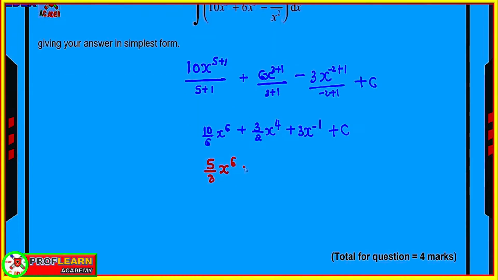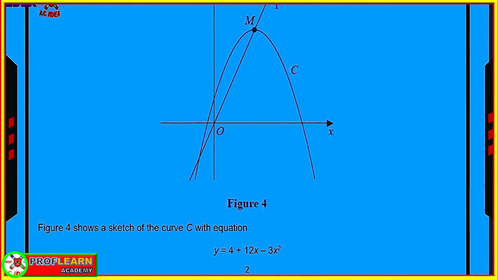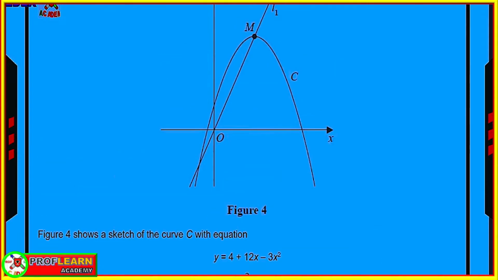The next expression we're going to look at, of course, this one we can simplify it further so that we can go to the next one. We have the figure that shows a sketch of curve C. We have curve C, which is a quadratic, and then we have a straight line that passes through the origin and the point M. Now, that is the equation we have for the quadratic, which is y equals 4 plus 12x minus 3x squared.